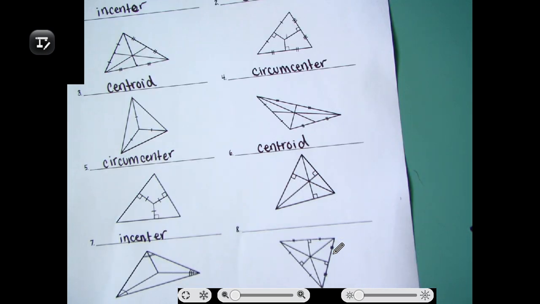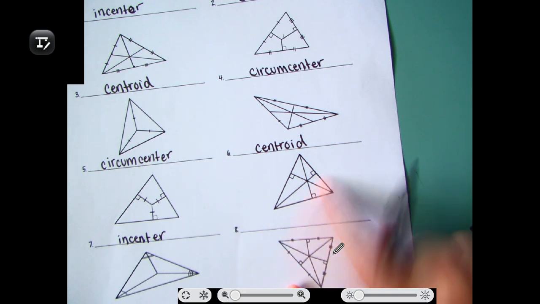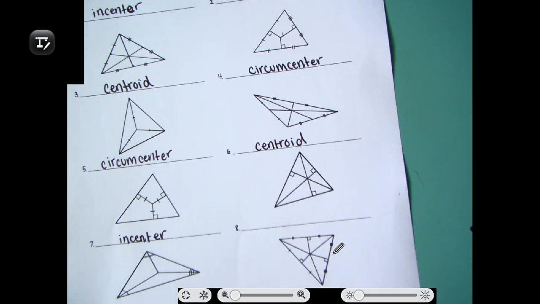So let's look at number 8. We have seen this one before up above. So we're going from the vertex to the other side and we have a perpendicular angle. So it's perpendicular, which means that it is an altitude. So that is an orthocenter.